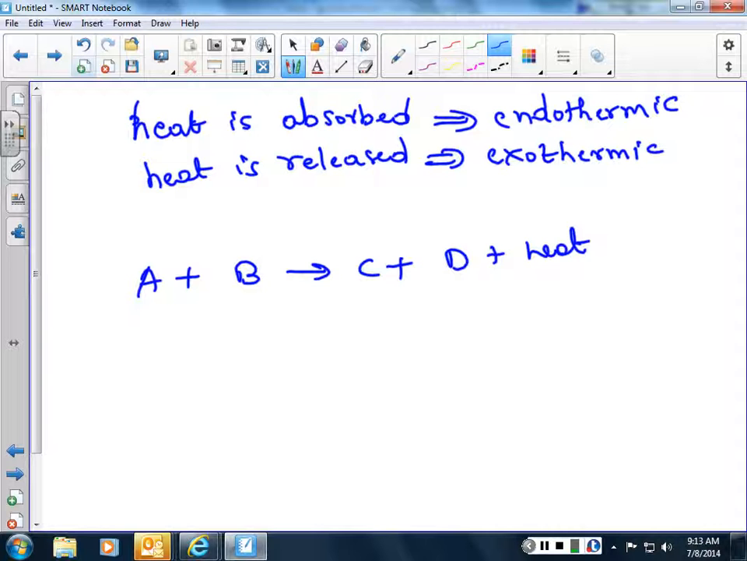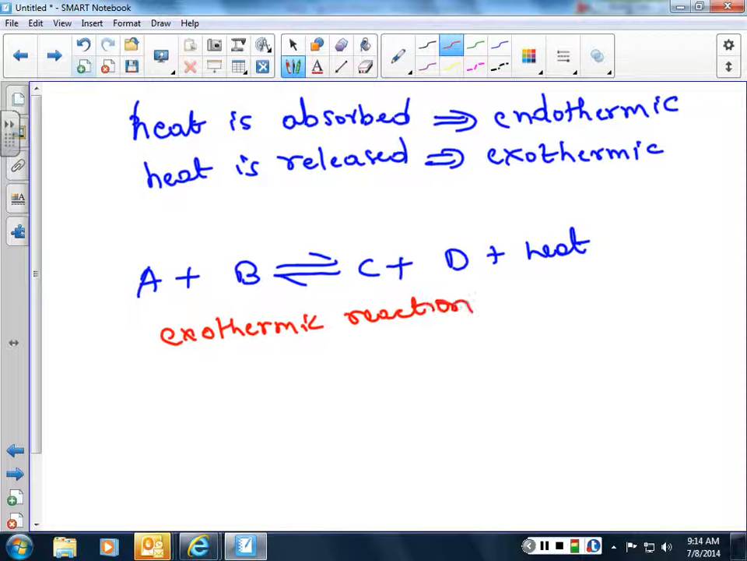Now, if you see this reaction, can you tell me, is it an exothermic reaction or an endothermic reaction? Are you adding heat or is heat given out? Yes, heat is exiting, correct? You are not adding. Adding means you add here. Heat is exiting, so heat is released. So this is an example of an exothermic reaction, correct?